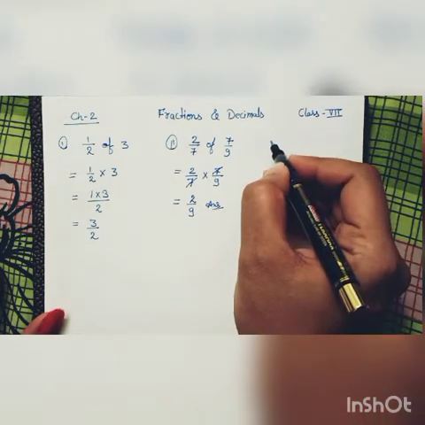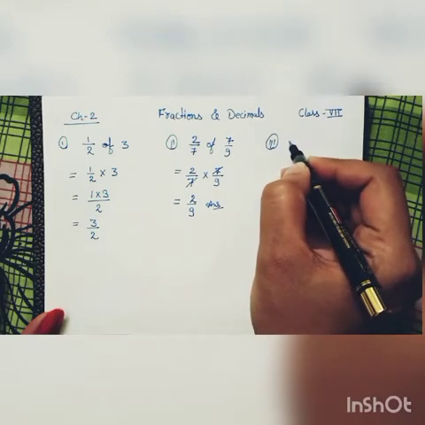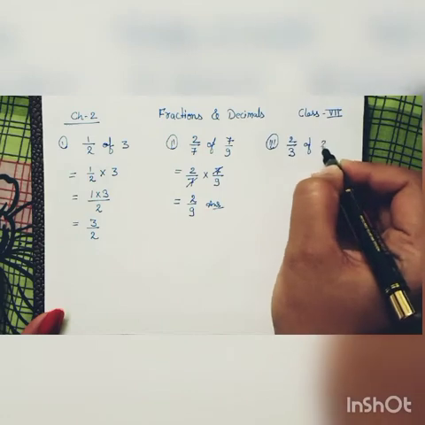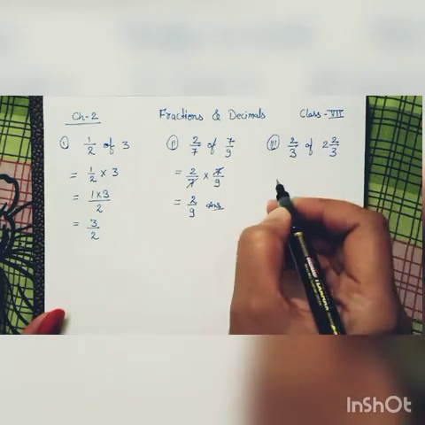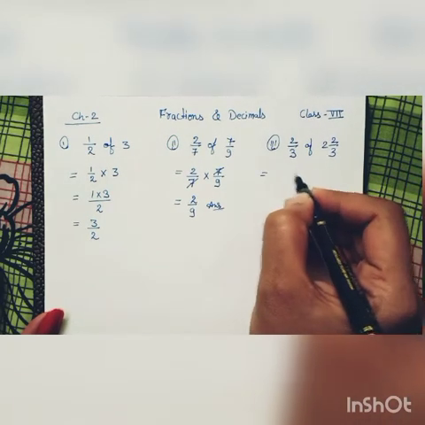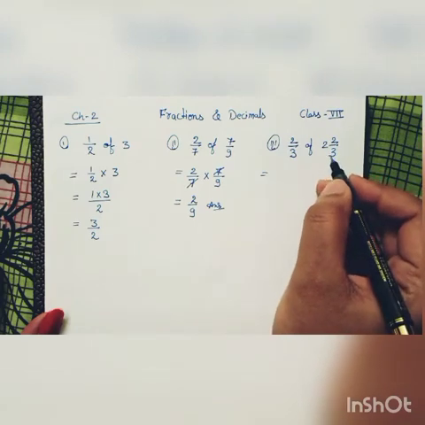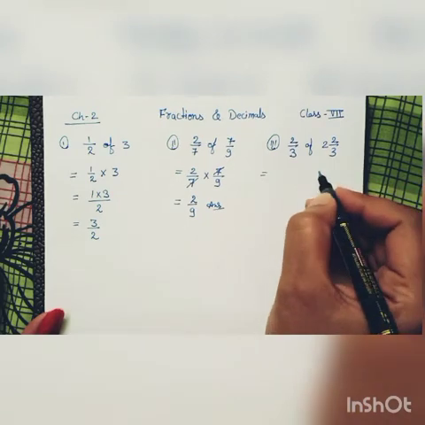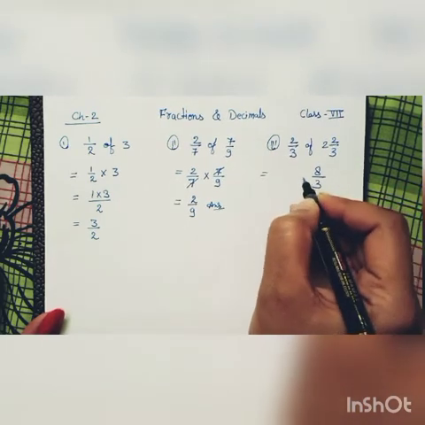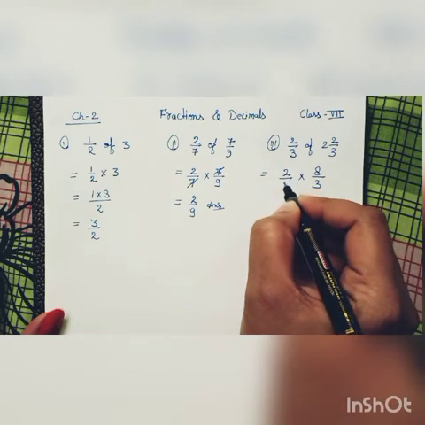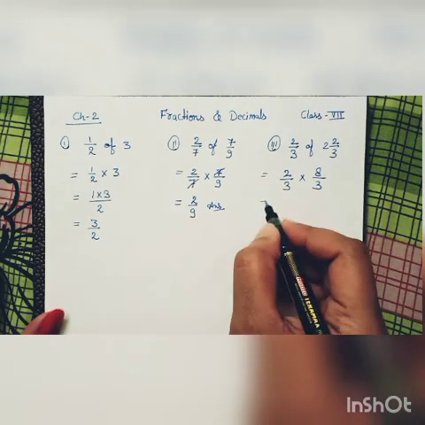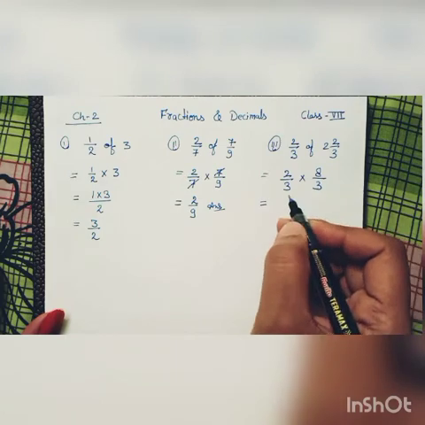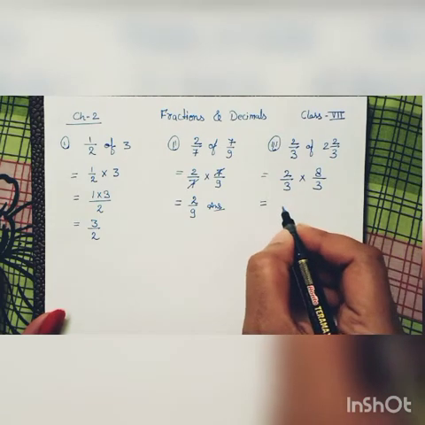Okay, number 3, with a mixed fraction: it is 2 divided by 3 of 2 whole 2 by 3. First of all, we will convert this mixed fraction into an improper one. So it will be 3 into 2 is 6, plus 2 is 8, divided by 3, and multiplied by 2 divided by 3. Here we can see that these two 3s are the same, but they are not at the cross places, so they can't divide with each other.